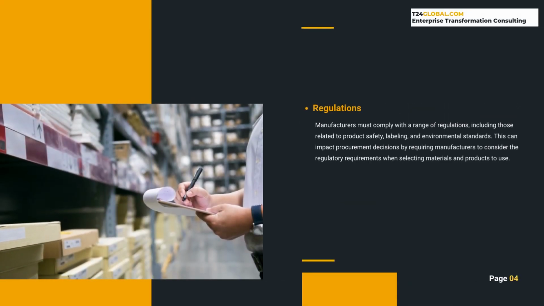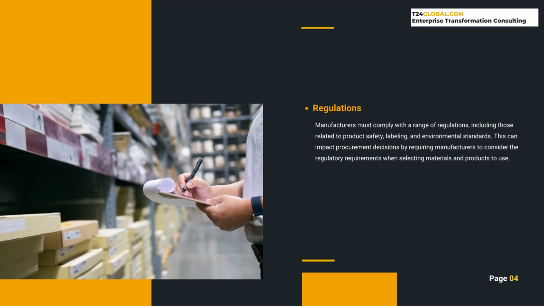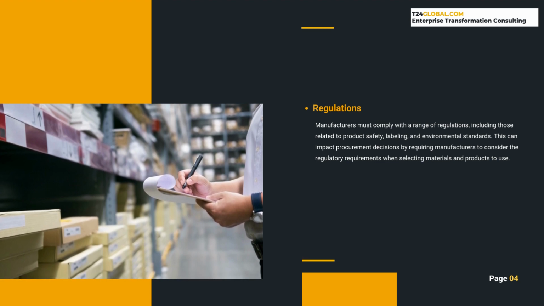6. Regulations. Manufacturers must comply with a range of regulations, including those related to product safety, labeling, and environmental standards. This can impact procurement decisions by requiring manufacturers to consider the regulatory requirements when selecting materials and products to use. Key components that affect procurement in this area include regulatory requirements, supplier compliance, and consumer safety.